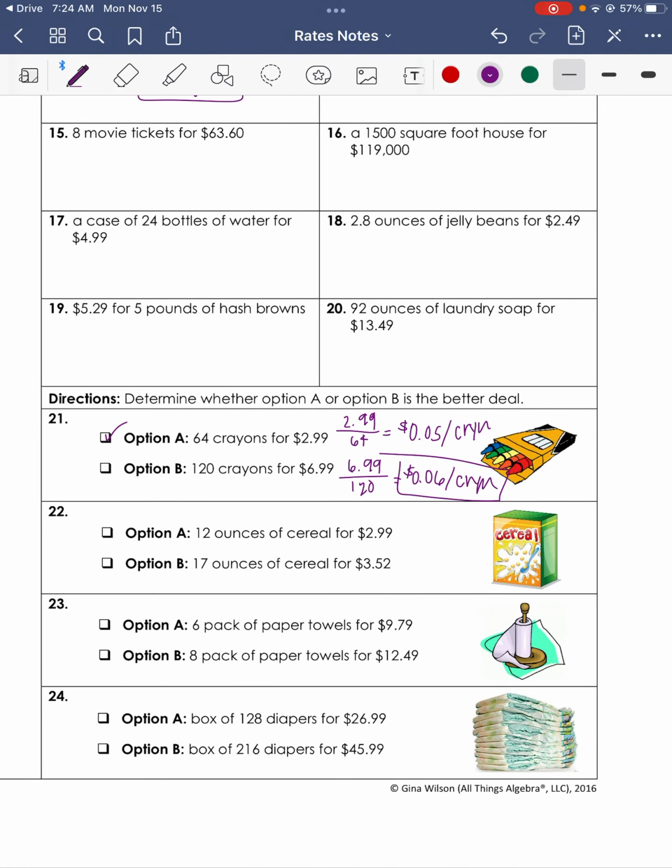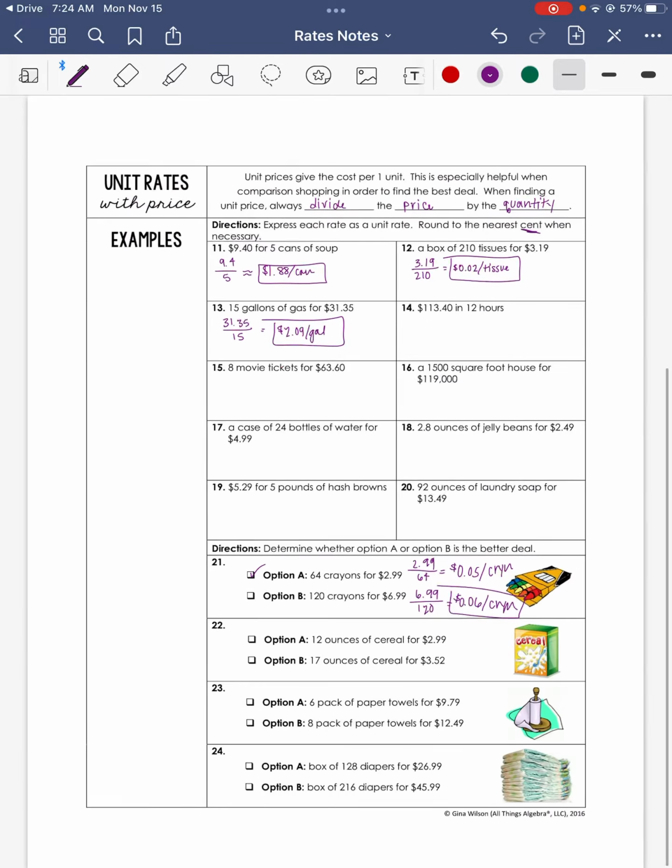Okay, and that's what you're going to do for 22, 23, and 24 too. You're just going to compare unit prices and see which one's a better deal.